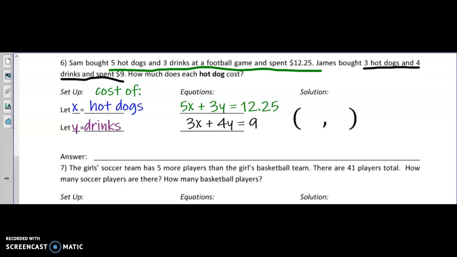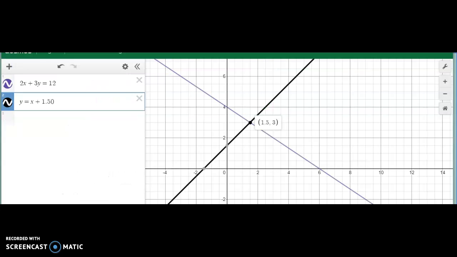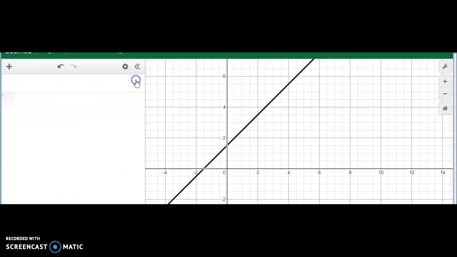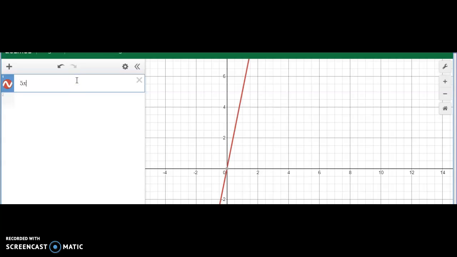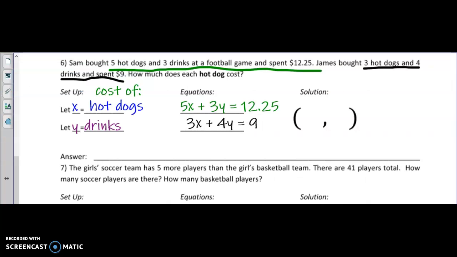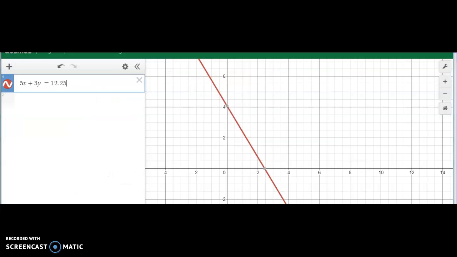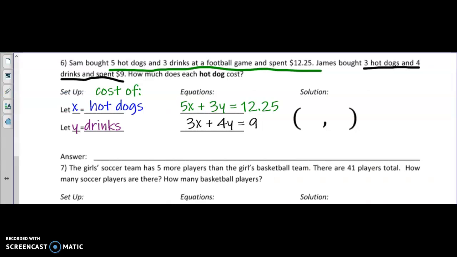When I type those into Desmos, type 5X plus 3Y equals 12.25, I believe. Yes. And then my second equation, 3X plus 4Y equals 9.